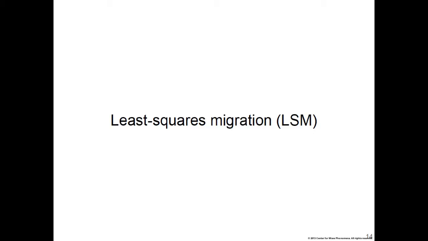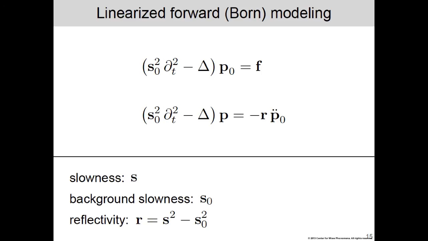The first example I'll show is of least squares migration, or LSM. In linear least squares migration, we model data using so-called Born modeling. For Born modeling, we need to solve two wave equations. The first equation describes the incident wave field P naught, which is modeled in a smooth background slowness model S naught for a source function F. The scattered wave field, or the reflected wave field P, is also modeled in the smooth background S naught, but for a different source function.